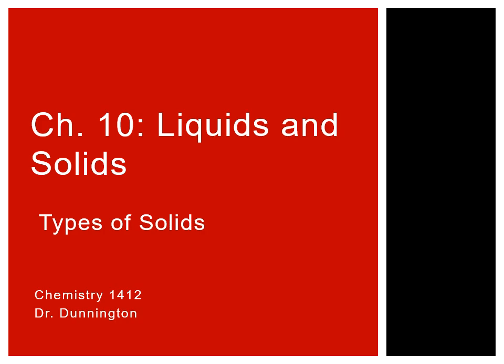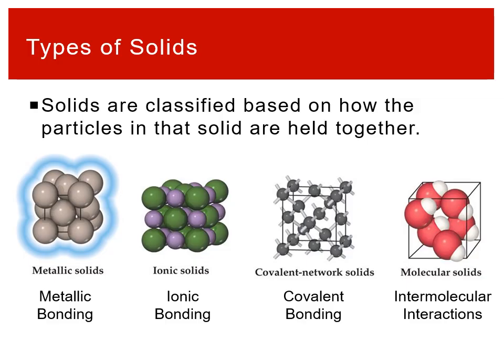Right, now we want to talk about the types of solids that we can have. And so there are four primary types of solids we're going to talk about: metals, ions, covalent network, and molecular solids. And these four solids are characterized based on how the particles are held together.